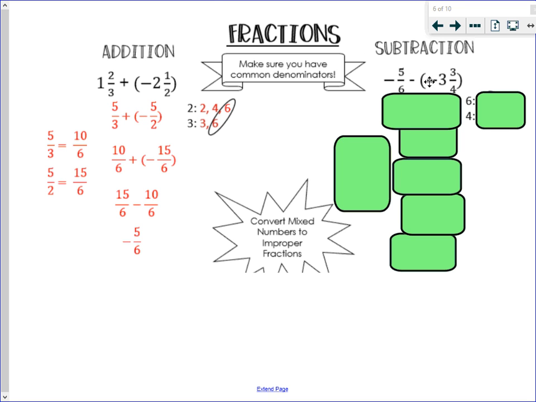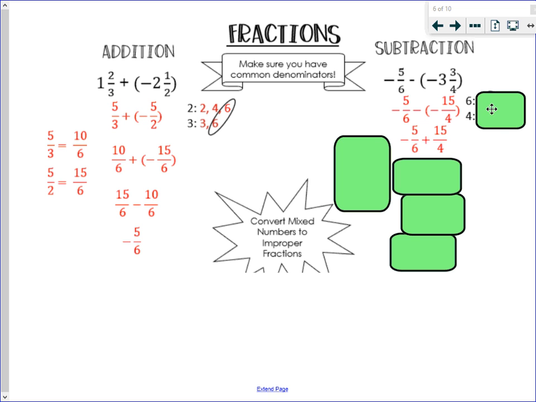Subtraction, make sure you rewrite it. So it's going to be negative 5/6. We'll first change to improper fraction, either one. Then you're going to rewrite it to add the opposite. So we're going to add a positive 15/4. So negative 5/6 plus 15/4 here.